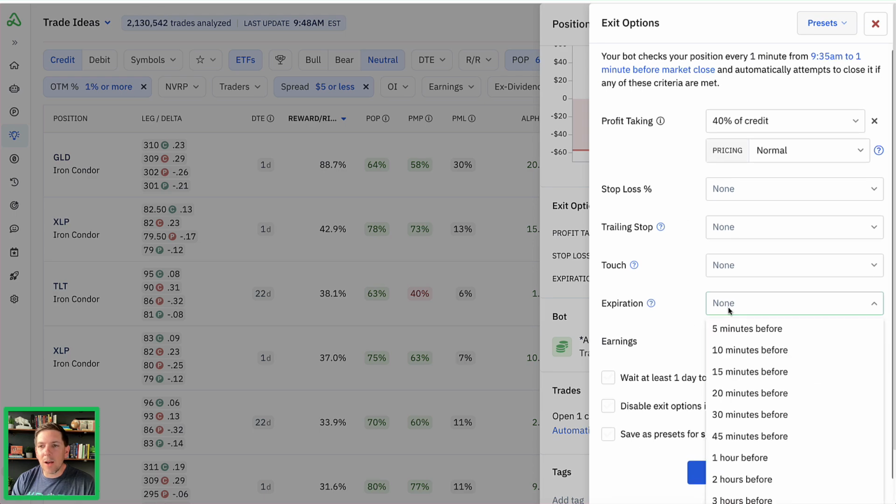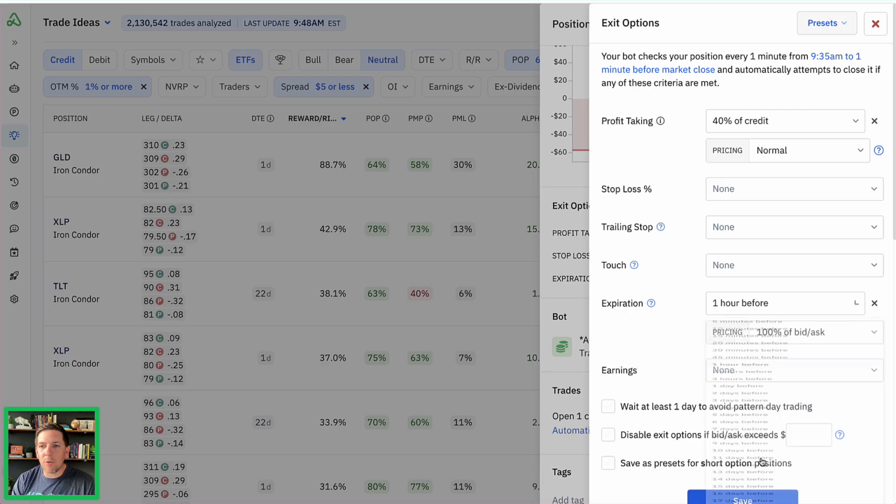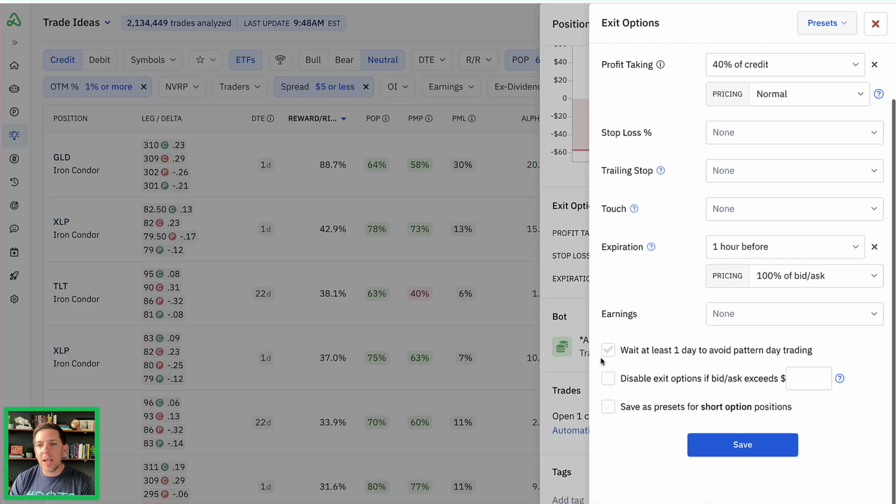And also I want to close this thing 1 hour before expiration tomorrow. So if it's going to expire tomorrow, I don't want to hold this through expiration. So 1 hour before, if I don't have a profit, go ahead and close the position. And I want to wait at least 1 day to avoid pattern day trading rules.